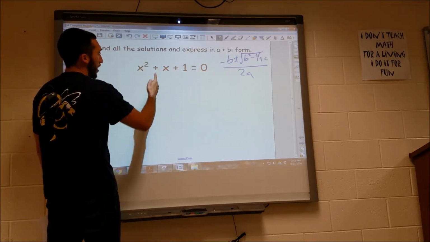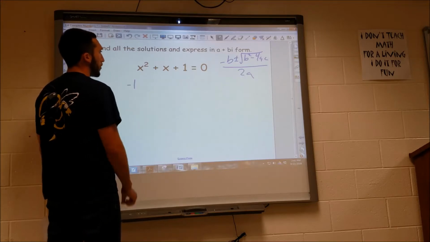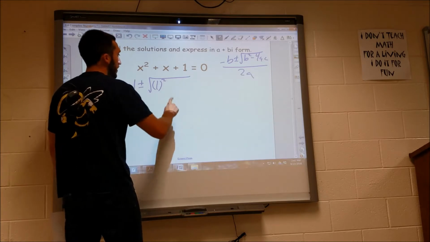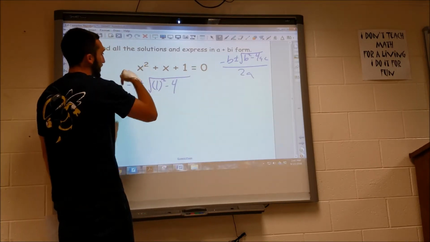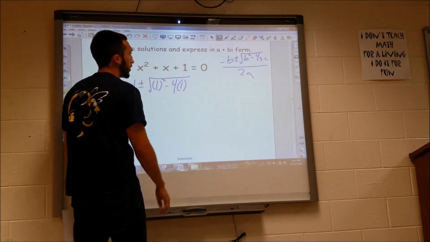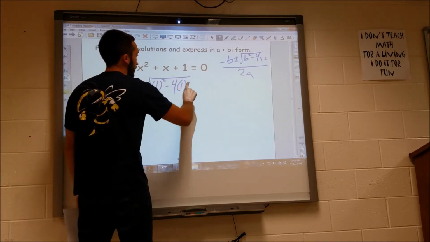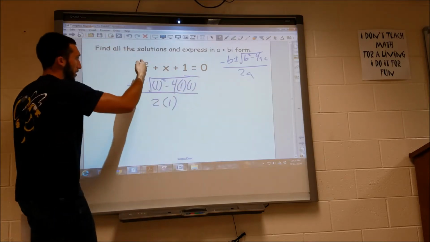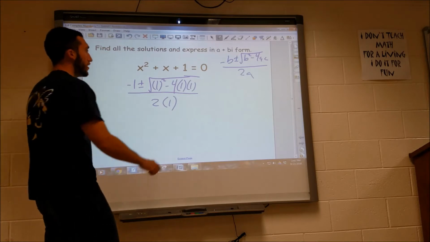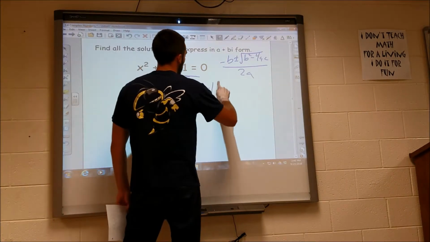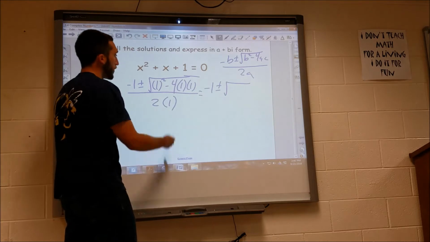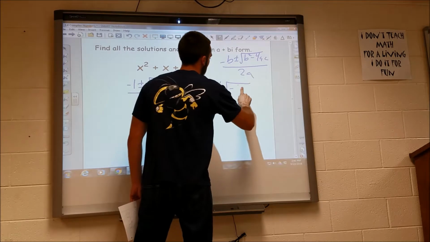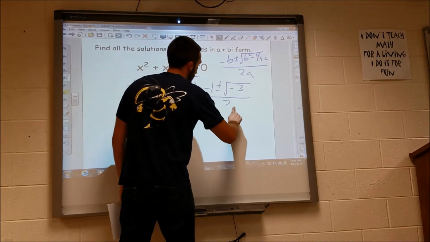So negative b, our b term is a 1, so negative 1 plus or minus the square root of 1 squared minus 4. My a, my leading coefficient, is just a 1, so 4 times 1. And my c, my constant, is also just a 1. And I divide that by 2 times 1, because again, my a is just a 1. So simplifying, that gives me negative 1 plus or minus the square root of 1 squared is 1, minus 4 times 1 is just 4, so that gives me a negative 3 under the radical with a 2 in the denominator.